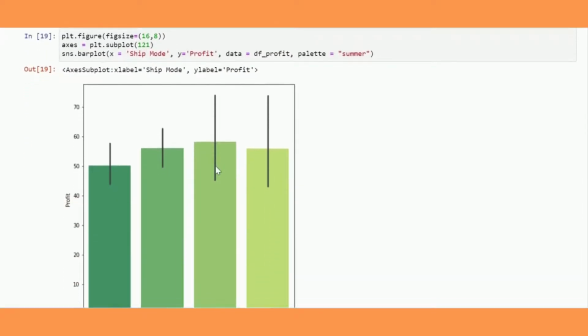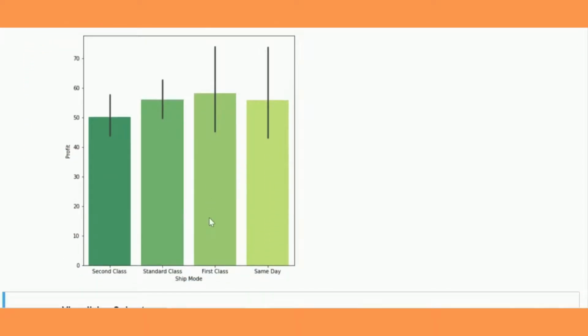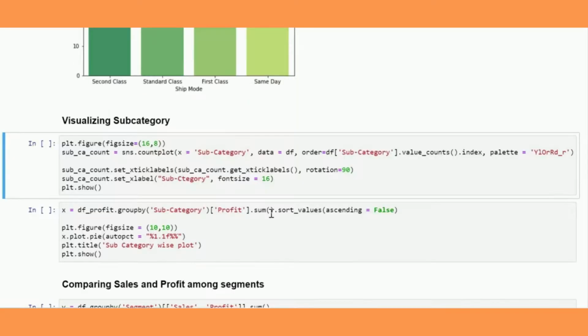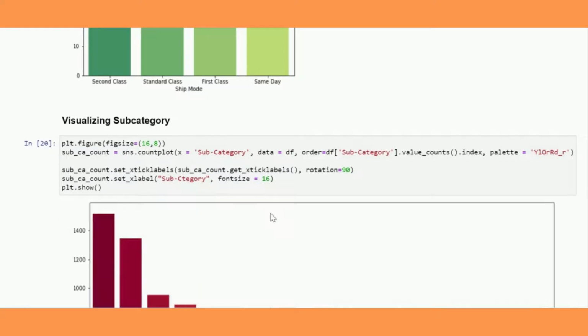Then we allot two different dataframes, df loss and df profit, and find the most profitable ship mode. We get that the first class ship mode gets more profit than the standard class and same day ship mode. Visualizing subcategories.